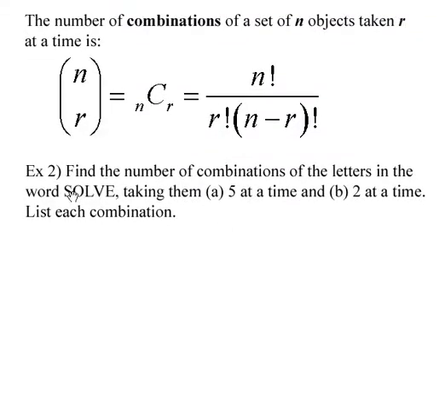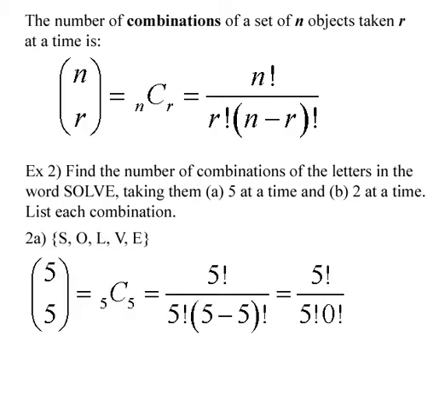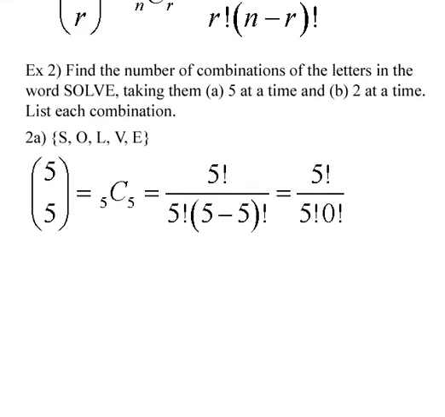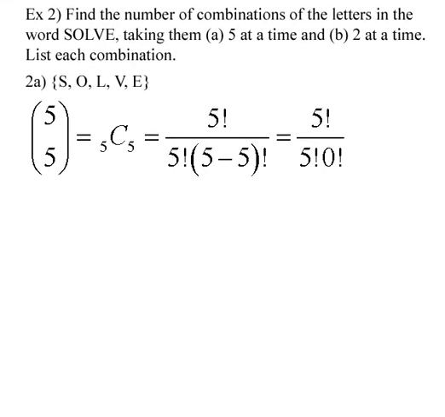Let's try an example. We're going to take the word solve, which contains 5 letters, and we're going to do two parts to this problem. Let's find the combinations if we use all 5 of them, and then let's find how many combinations if we only use 2 of them. And in this case, let's put our formula to work. We're not going to write the list of all of these to save time. We'll just go ahead and do our calculations.